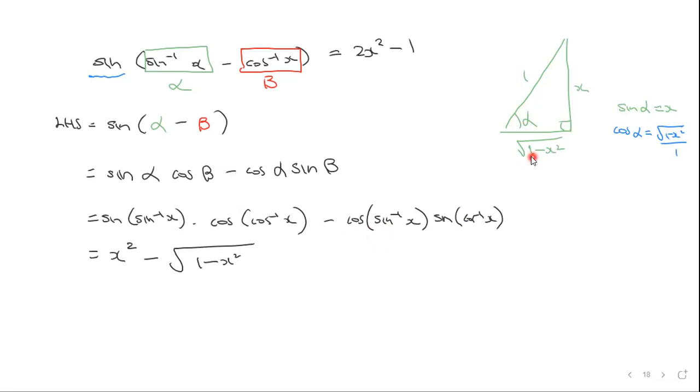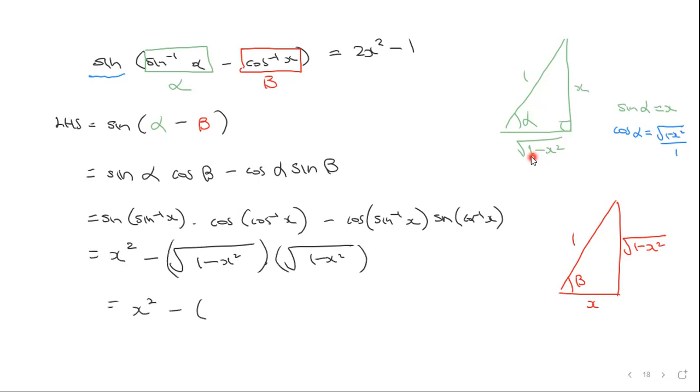We'll repeat the same thing with beta. Beta is the angle such that the cosine is x. So this is x and 1, meaning the other side is the square root of 1 minus x squared. That gives us, for an acute angle, the cosine of beta equals x. And then the sine of that angle is again the square root of 1 minus x squared over 1. And then I'm going to have x squared minus 1 minus x squared, which is 2x squared minus 1. That's the right-hand side. And that's how you do that question.